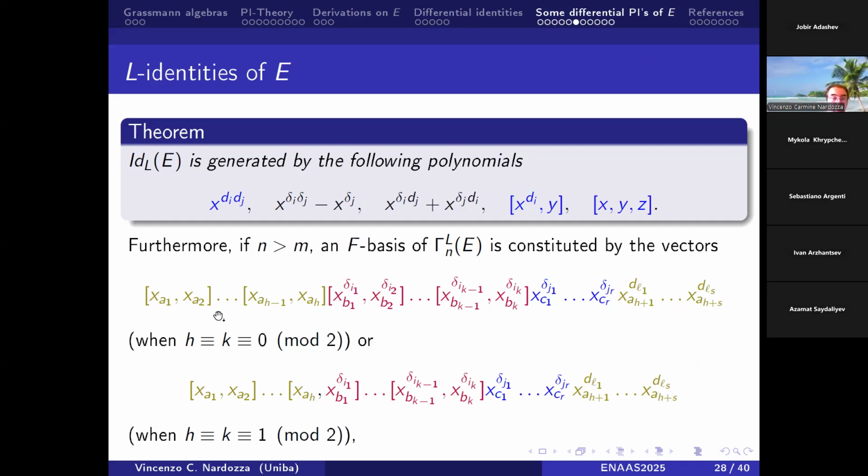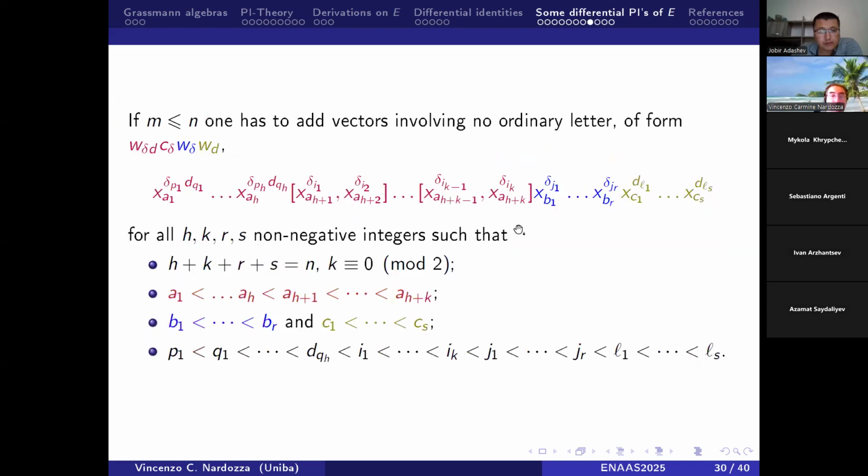And this is according to the parity: the number of ordinary letters and the number of delta letters occurring in commutators must match, both even or both odd. In case they are both odd, there should be this mixed commutator linking an ordinary letter and a delta letter. Okay.